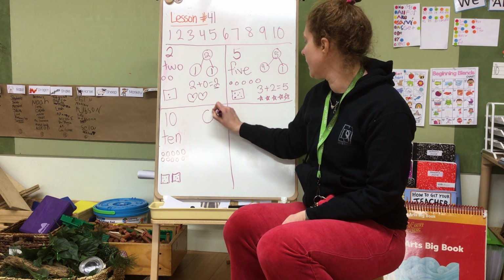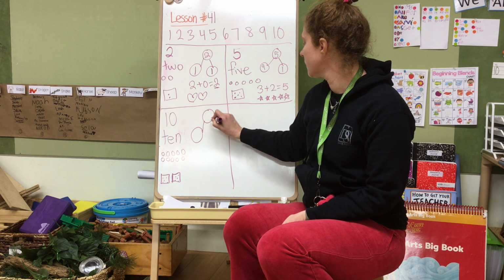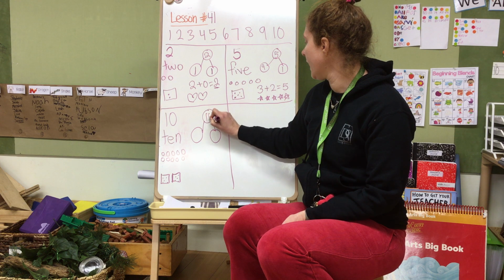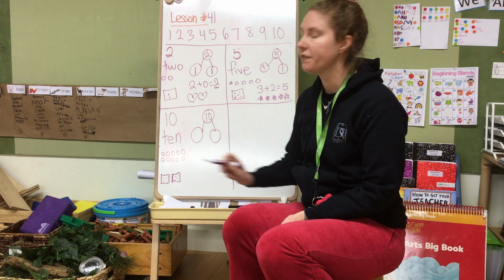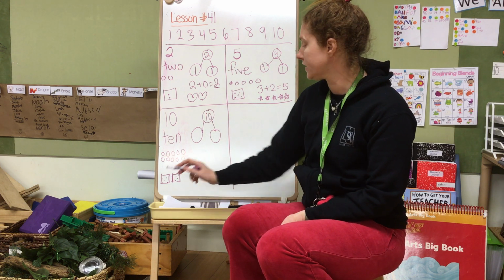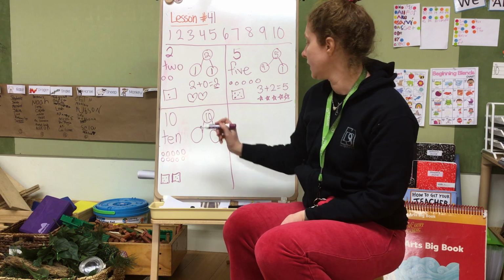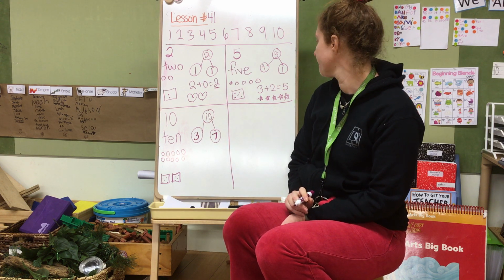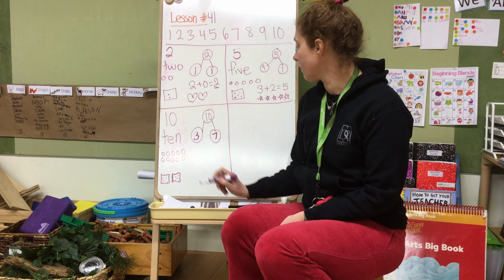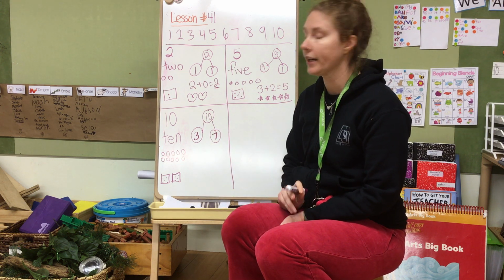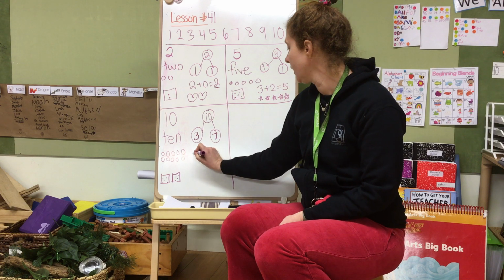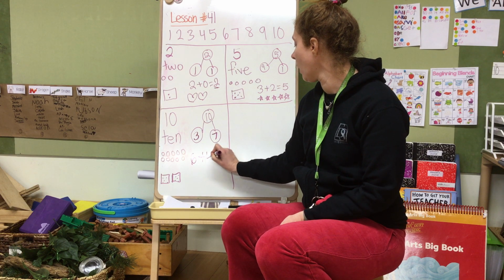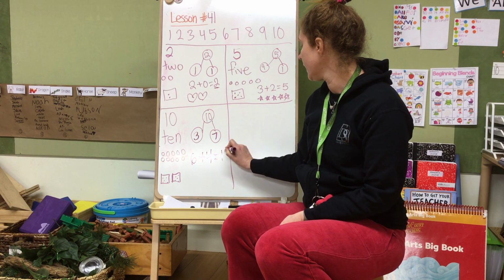Now I'll do a 10 number bond. So 10 is my whole, and I don't want to do 5 and 5 for my parts because I did that with the dice. So let's do 3 and 7 makes 10. Now I'll do a math problem, and I don't want to do the 2 that I already have in my group. So let's do 6 and 4. 6 plus 4 equals 10.